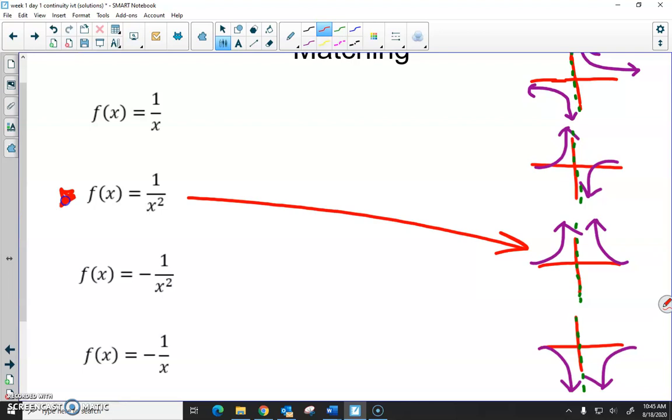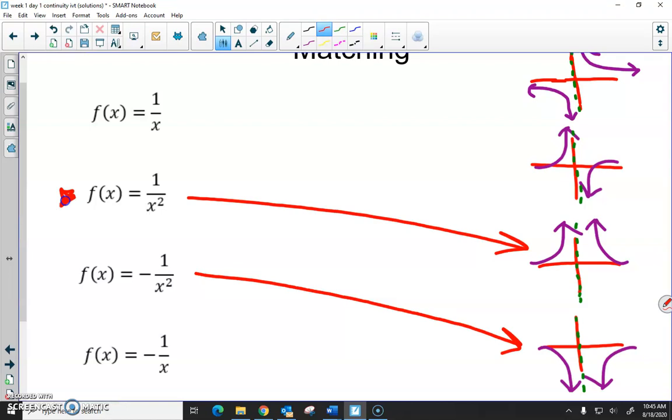Now imagine the one below that, f of x equals negative 1 over x squared. The denominator once again will always be positive, but if I'm taking negative 1 over something that's positive, then no matter what my x values are, positive or negative, my y values have to be negative. And so that would be represented by this graph here.